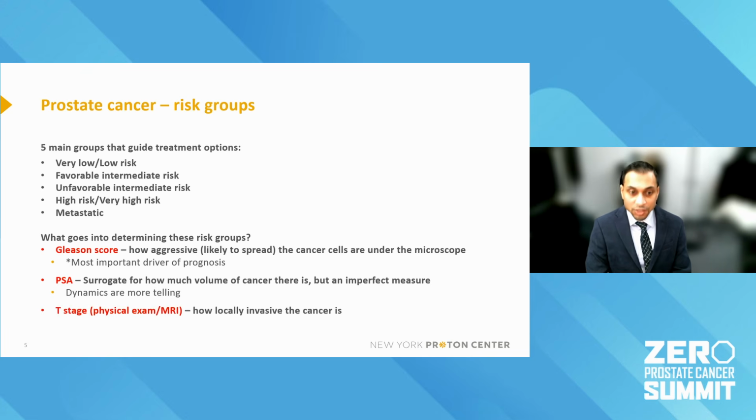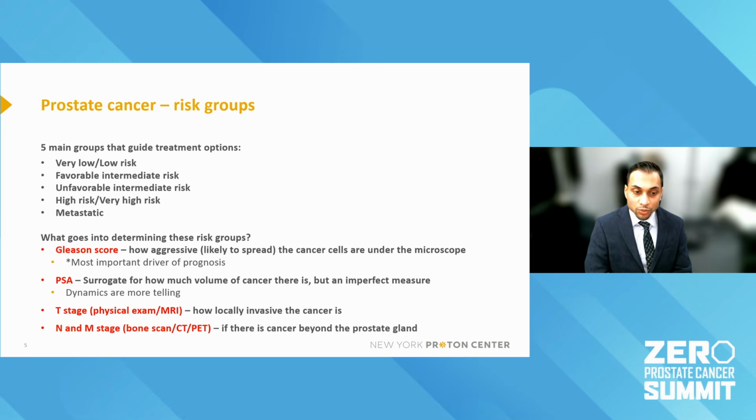The T stage can be determined by a physical exam or an MRI, which is a type of imaging. This tells us how locally advanced the cancer is. So does the prostate cancer stay within one lobe of the gland? Does it spread to the other lobe? Does it go to the capsule? Does it go beyond the capsule? Does it invade the seminal vesicles, etc.? This tells us the local extension of the cancer in the prostate gland.